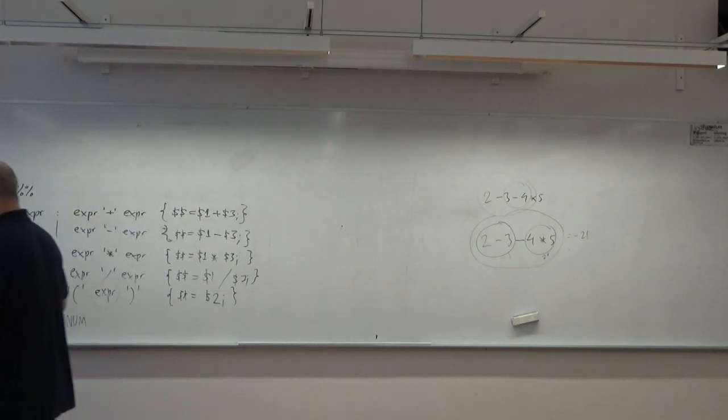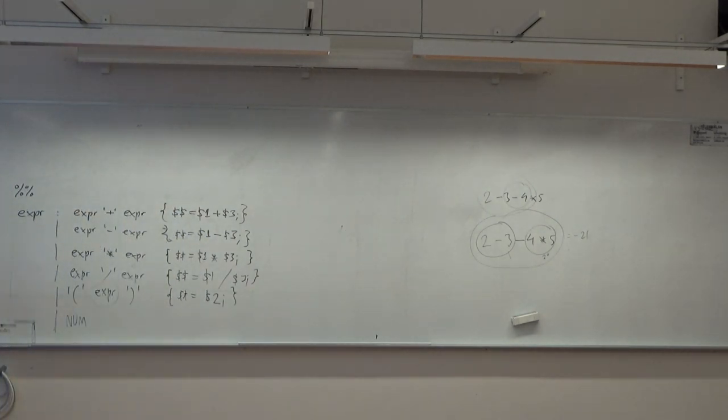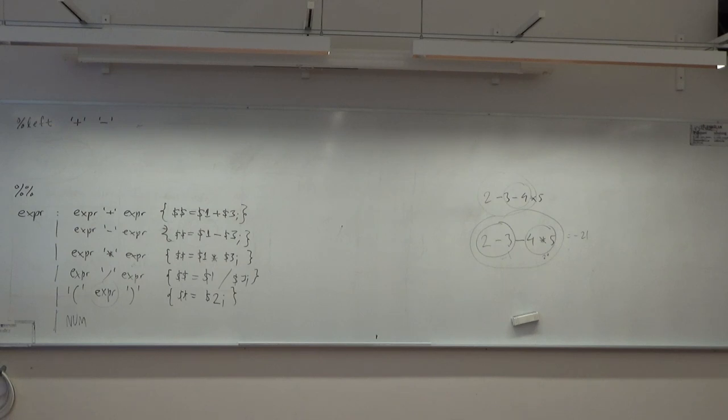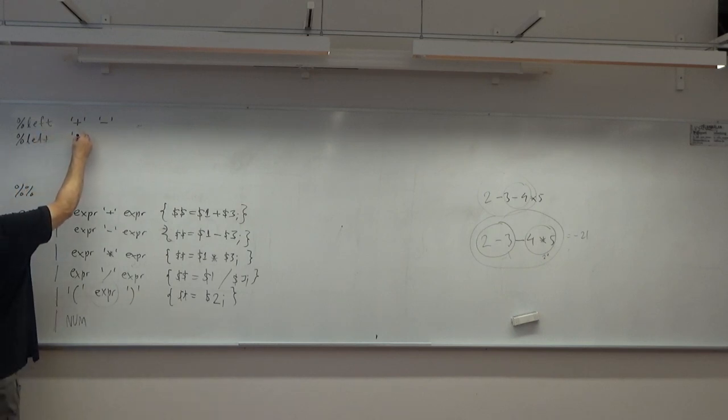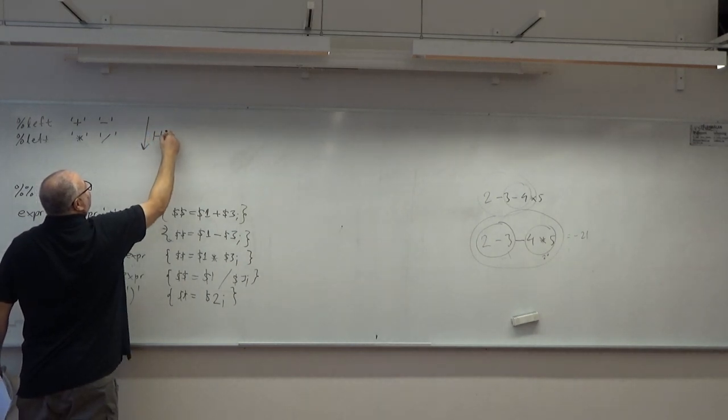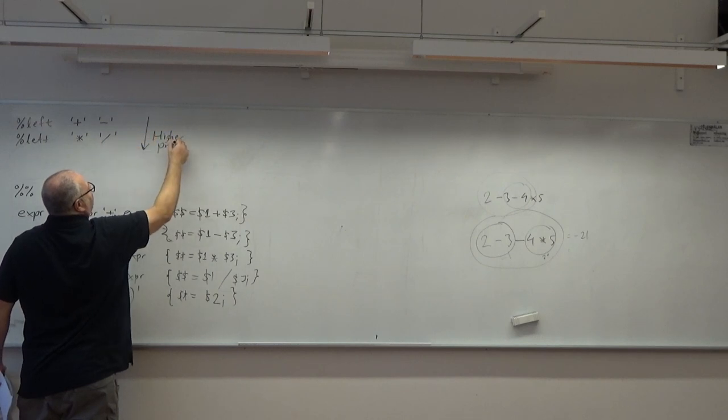And you will get warnings about shift-reduce conflicts when Bison tries to create this bottom-up parser. But we can fix this. I say percent %left plus minus, that is, plus and minus are left associative operators with the same priority. Then percent %left multiplication and division, because they are also left associative, and multiplication and division have the same priority. So you have higher priority the lower you go here.